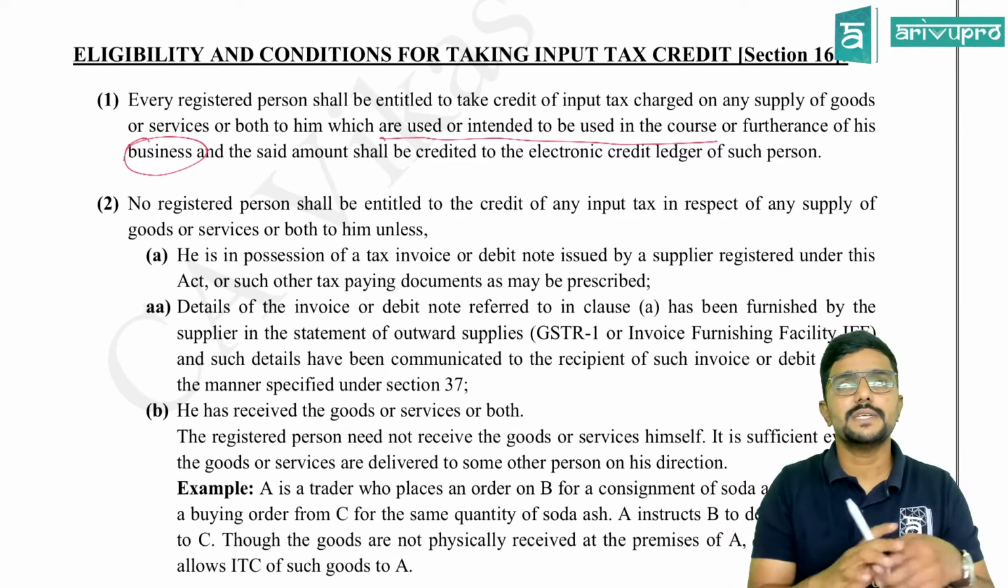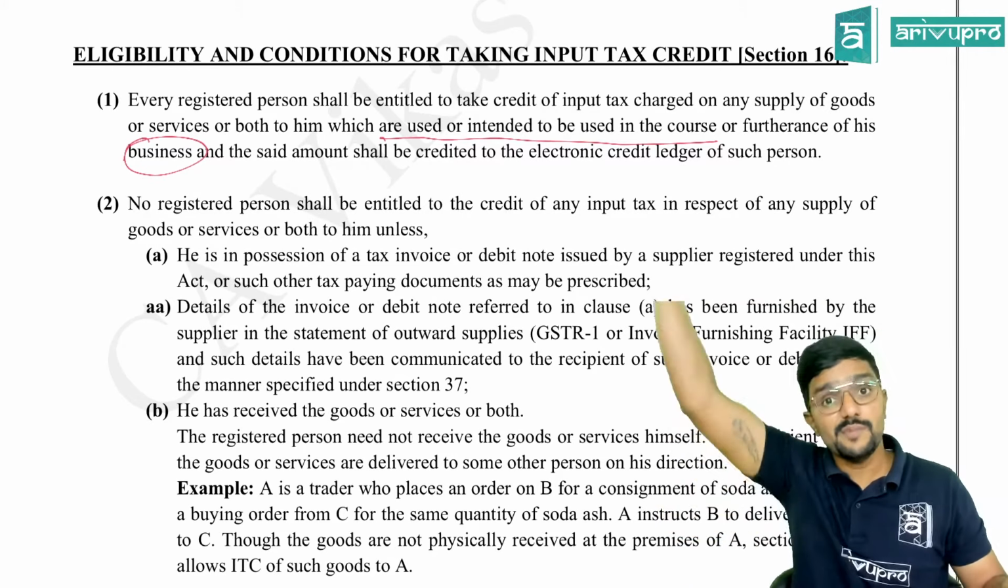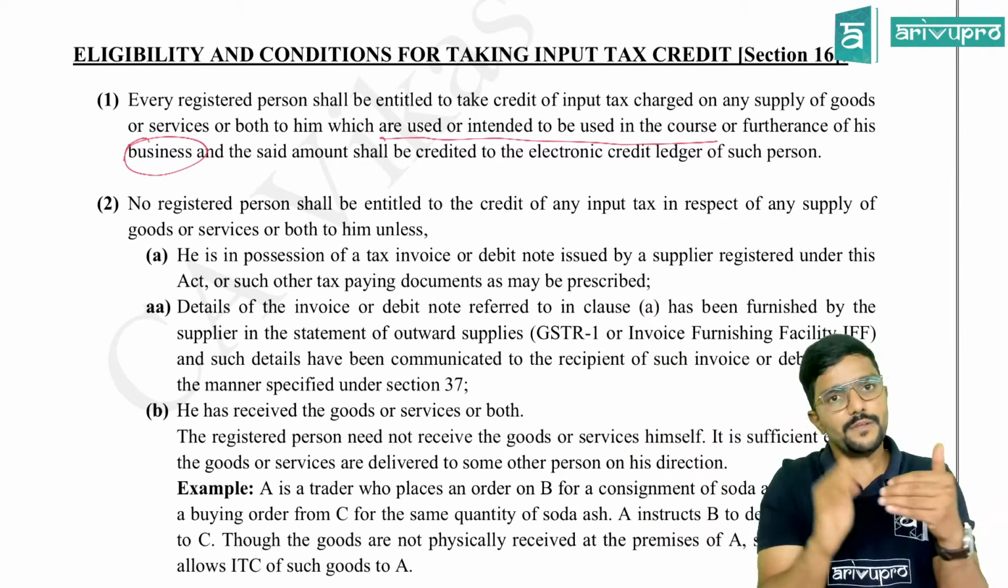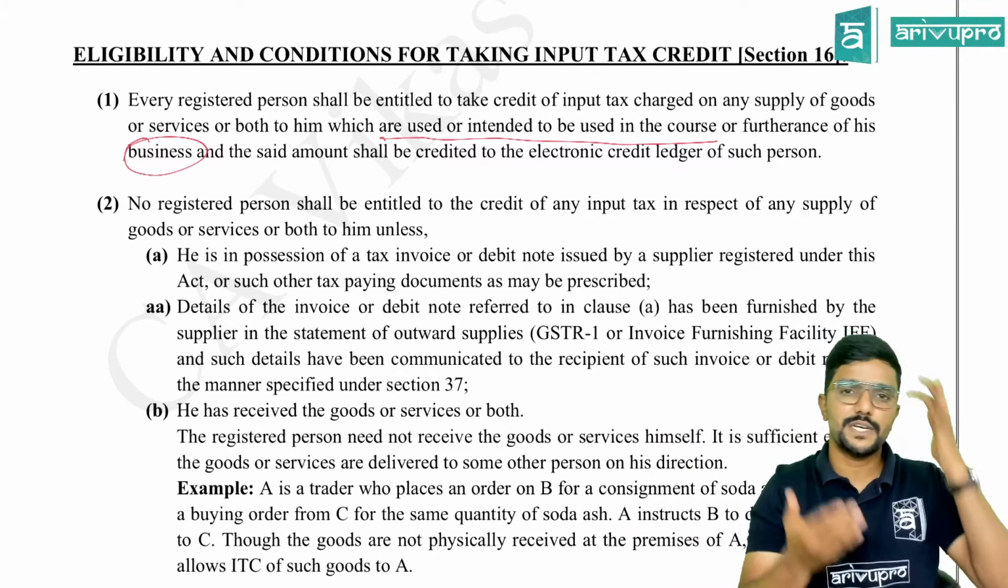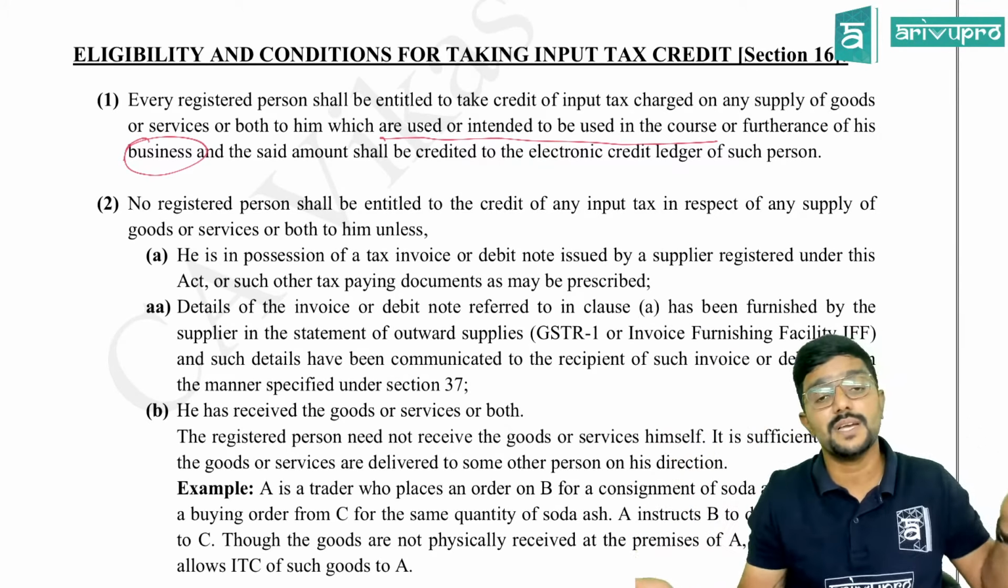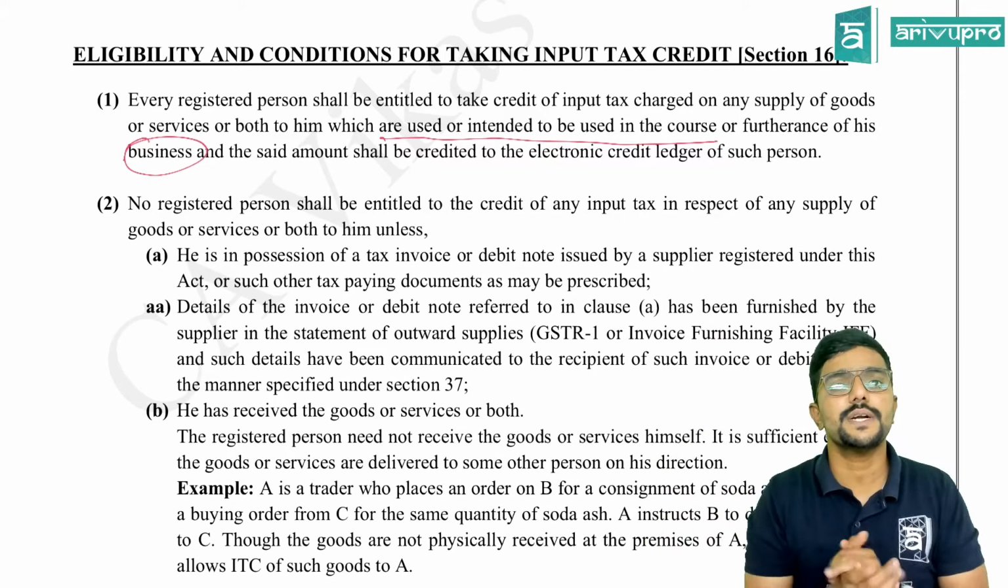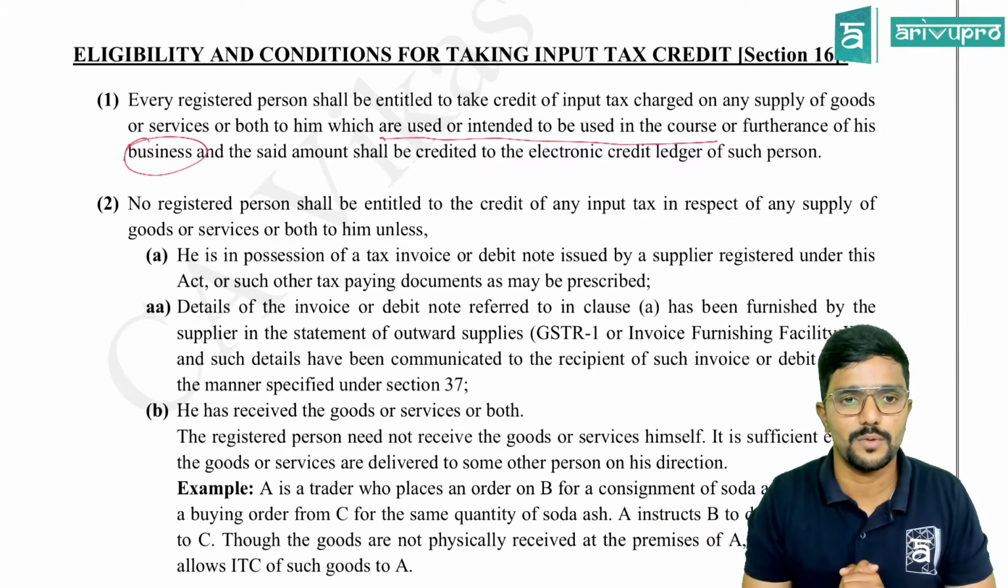credit. Sir, should I claim the credit only when I am using it? No. Even if you are using it in the future also, for example, capital goods, you have purchased it, you will start using it from the next month. Can I claim the credit now? Yes. If all other conditions are satisfied, you can claim it, no problem.